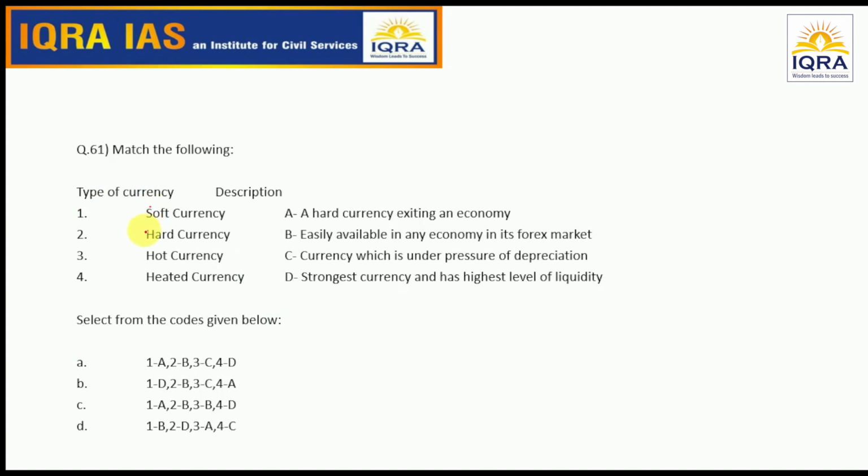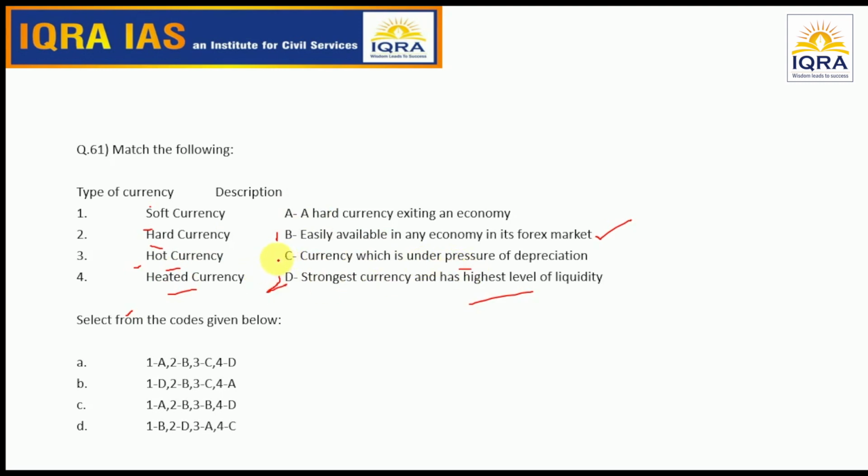Question number 61. Soft currency, hard currency, hot currency, heated currency on one side, and then there are definitions. Soft currency is something which is easily available in any economy and in its forex market. Hard currency is the strongest currency and has the highest level of liquidity. This is your hard currency. Fine. Hot currency is a hard currency existing in an economy. Heated currency is a currency which is under pressure of depreciation.